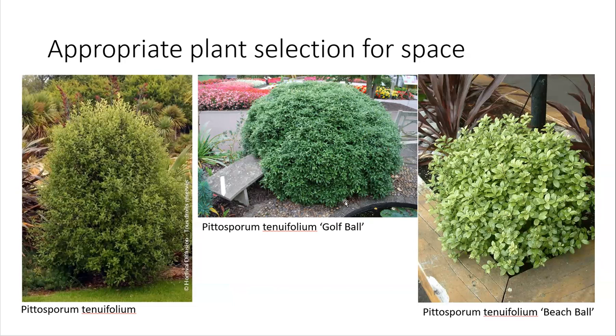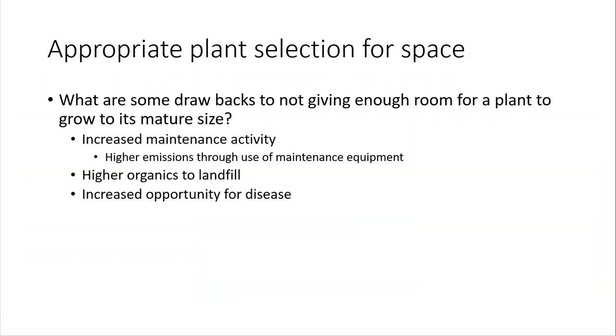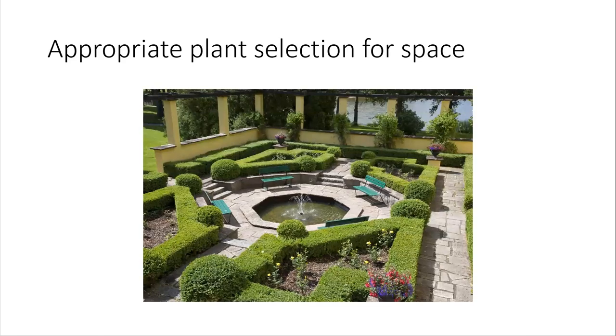So our observation of plants in the field and in different climates and different solar exposures is really important. Okay, but this is another example of one species and several different cultivated varieties that will fit a certain allowable space. Okay, and this is super important. So what are the drawbacks to not giving a plant enough room to actually grow into its mature size? Some of these we've talked about already. Increased maintenance activity. Okay, so of course, if you have to keep a plant at this size in this form, it's gonna require some significant maintenance, okay?